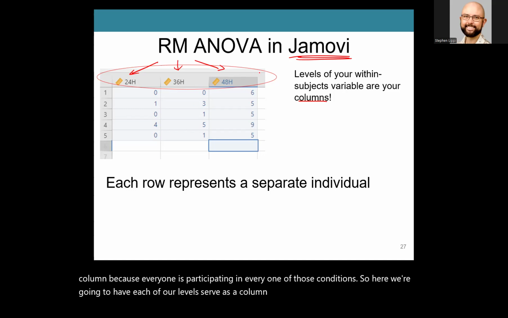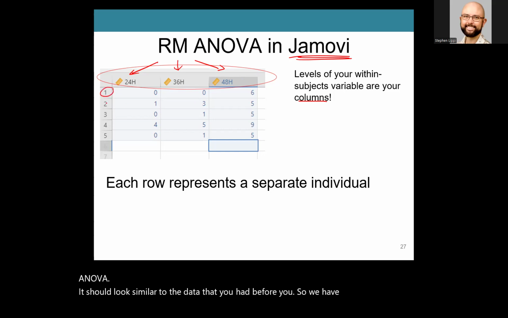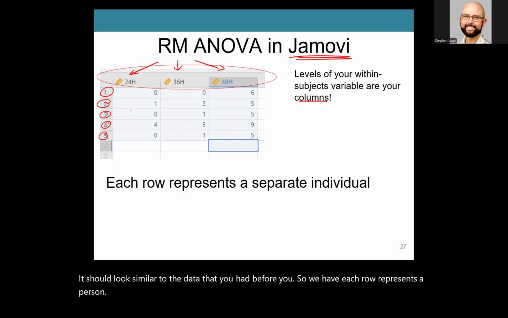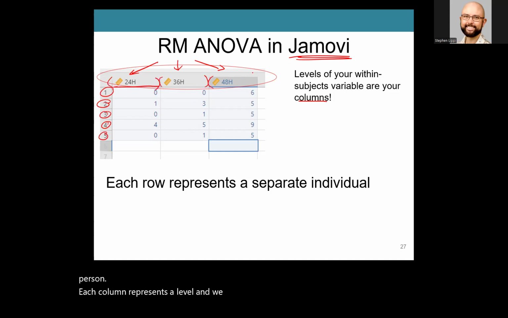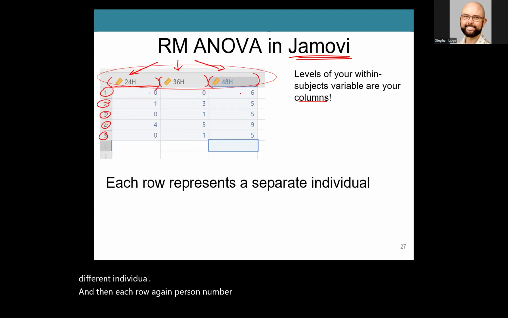So in Jamovi, when you're setting up your repeated measures ANOVA, it should look similar to the data that you have before you. So each row represents a person. Each column represents a level, and we have all of our data present. So each row represents a different individual. And then each row, again, person number 1 had 0, 0, and 6. That matches what we had.